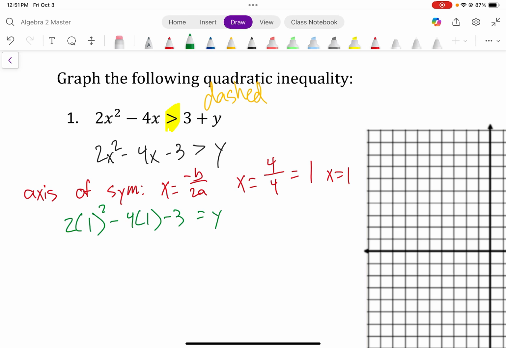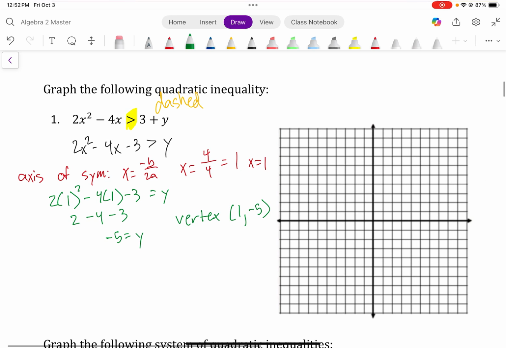1 squared is 1 times 2 is 2. Minus 4 times 1, that's minus 4. So 2 minus 4 is negative 2. Minus 3 is negative 5. This gives me a vertex of the 1 that I plugged in, the negative 5 that I found. So 1 to the right, 1, 2, 3, 4, 5 down for my vertex.